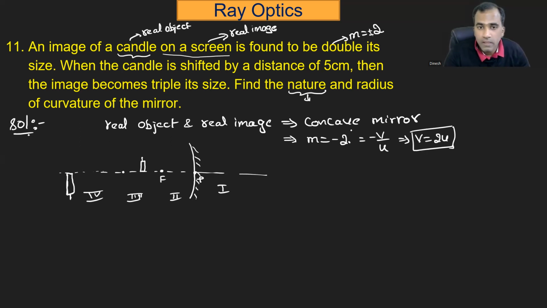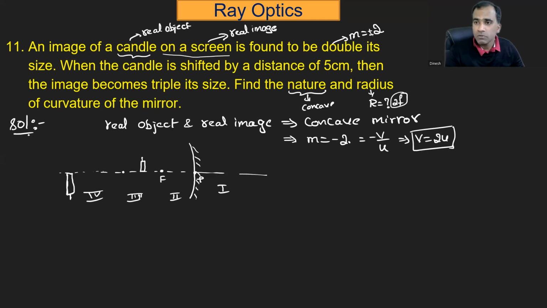Okay. Right. So what is the nature of the image? We have figured out that it is a concave mirror, because real object, real image formation happens only in concave. So what else do we want to find out? We want to find out the radius of curvature. If you can find the focal length, it is as good as finding the radius of curvature. Radius of curvature is equal to 2 times the focal length. So let's find out the focal length.